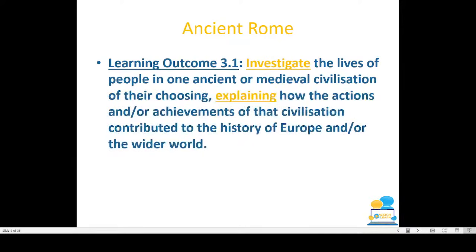So let's move on. We will have a look at ancient Rome now, and we'll look at learning outcome 3.1. Learning outcome 3.1 says to investigate the lives of people in one ancient or medieval civilization of their choosing. The ancient civilization we're going to choose here is ancient Rome. And we're going to explain how the actions and or achievements of that civilization contributed to the history of Europe and or the wider world. So this also ties into our patterns of change, okay? There are two big learning outcomes covered here just by looking at ancient Rome itself.